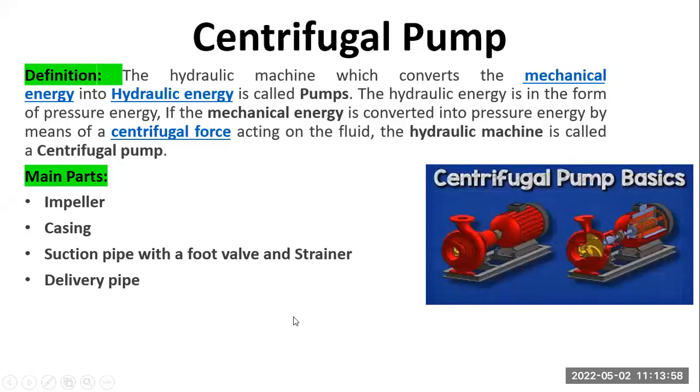So this is the first slide. This slide tells about the centrifugal pump, what is centrifugal pump, what are the main parts. Like you can see on the screen, the centrifugal pump converts the mechanical energy into hydraulic energy. And if this hydraulic energy is in the form of pressure energy, then the conversion of mechanical energy will be into pressure energy by means of centrifugal force. So during conversion, there will be centrifugal force acting on the fluid. Then we can say that hydraulic machine is called as centrifugal pump.